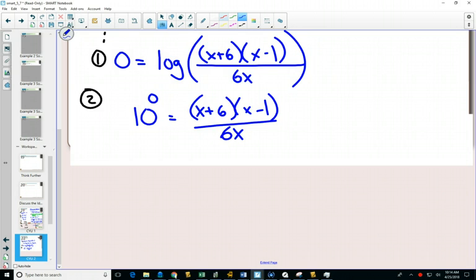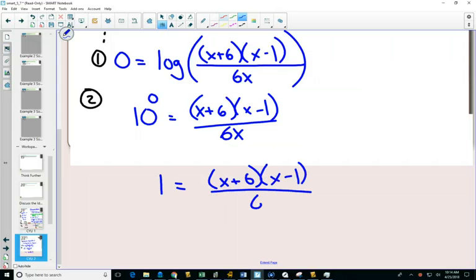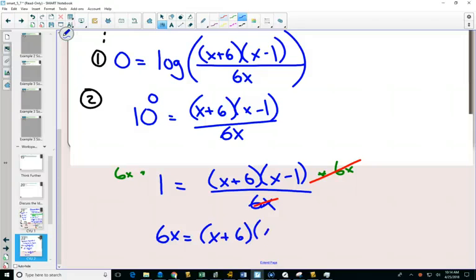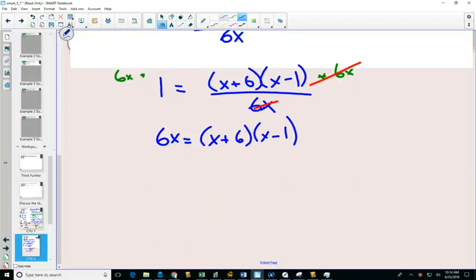So if I have 1 equals this, is this a type of equation that you've solved in the past? Yes, you've solved these equations in grade 11. These are rational equations. How do you solve a rational equation? Well, you get rid of the fraction. How do I get rid of the 6x? Multiply both sides by 6x. What will that do? Well, that'll simplify, and then I'll just get 6x equals x plus 6, x minus 1. Okay. What kind of equation is this? Quadratic.